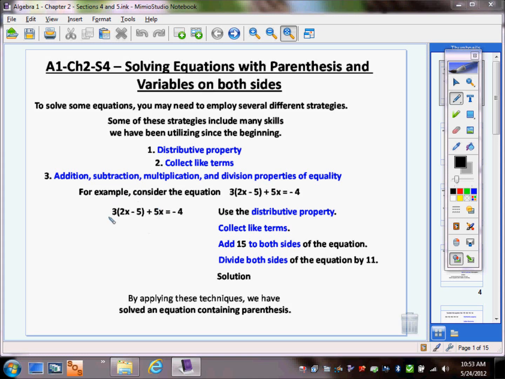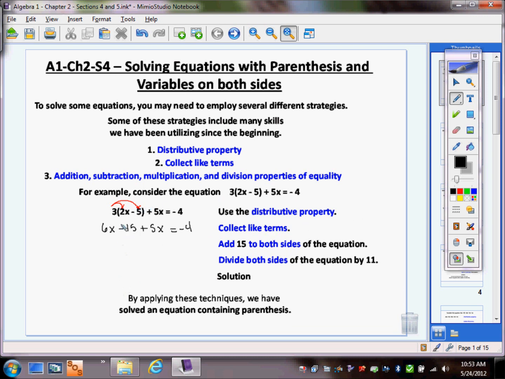Parentheses in the problem, the first thing we want to do is use the distributive property. So we're going to distribute that 3 in, which is going to give us 6x minus 15 plus 5x equals negative 4.